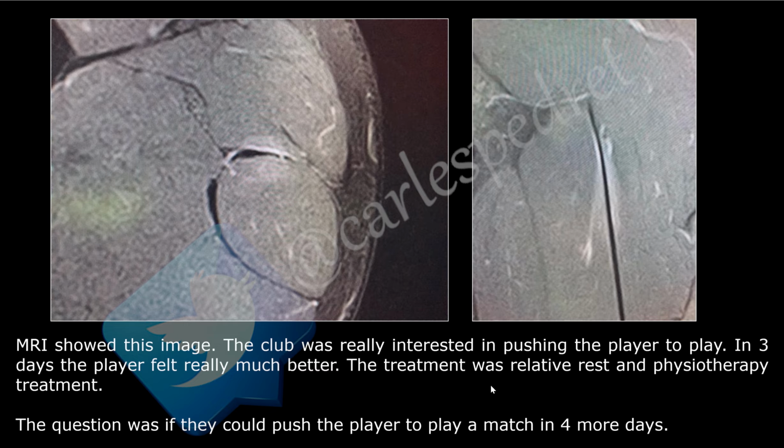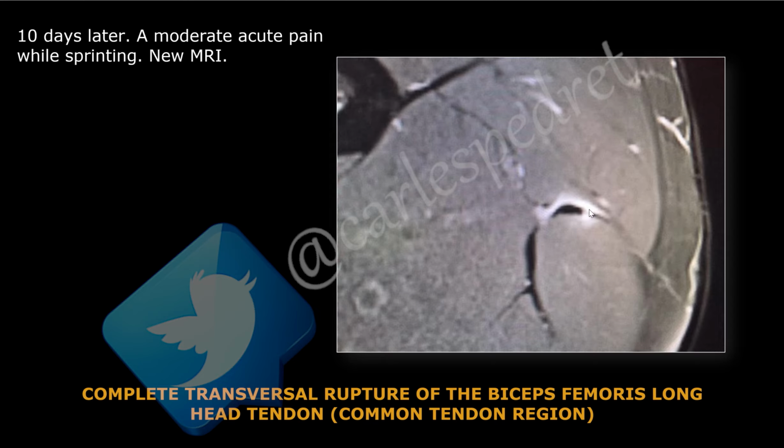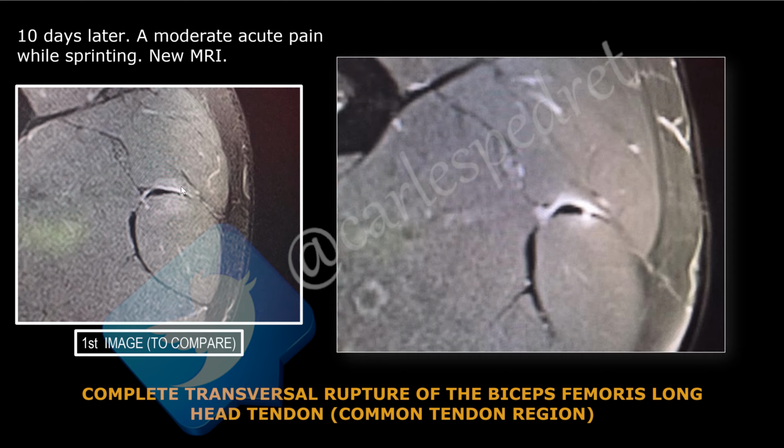As you can see here, it was not a sharp acute pain, but quite moderate. He felt bigger pain than in the first one, and you can see that obviously the first injury was a complete transversal rupture of the biceps femoris long head tendon in the common tendon region. So just to compare, this is the first image, and you can see in this area that the edema was very mild, and the transversal tear was really small.